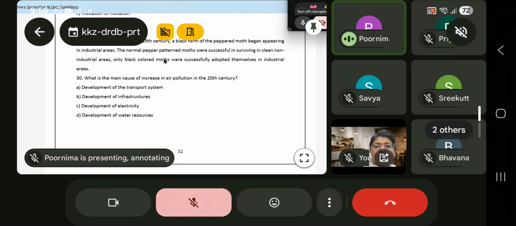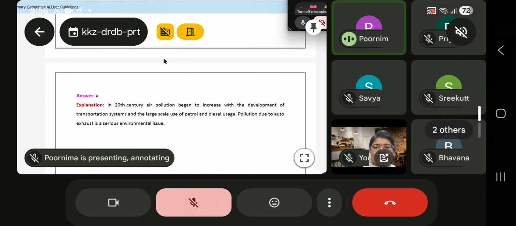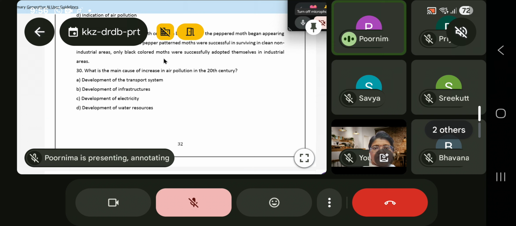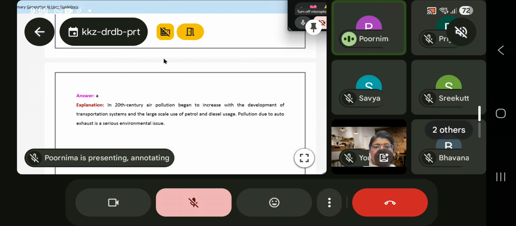So what is the main cause of the increase in air pollution in the 20th century? It is the development of the transport system. Air pollution in the 20th century began to increase with the development of the transportation system and large scale use of petrol and diesel. Pollution due to auto exhaust is a serious environmental issue.